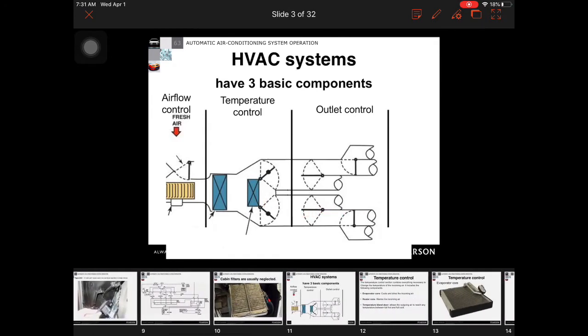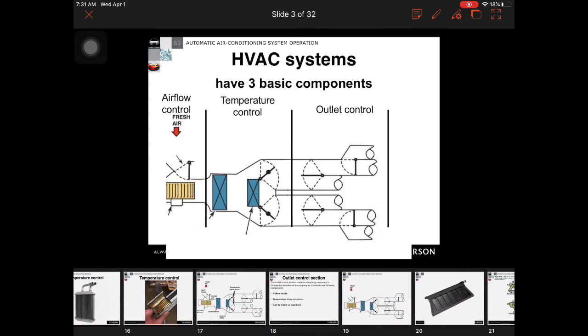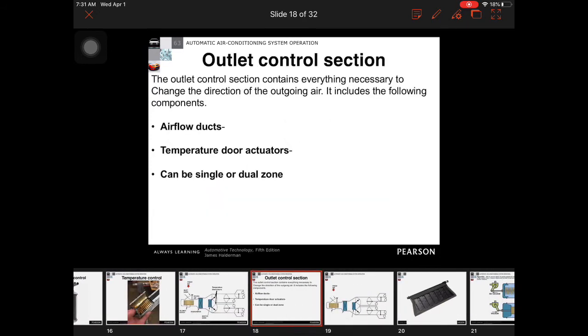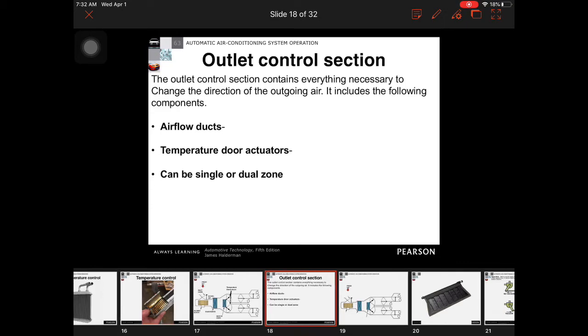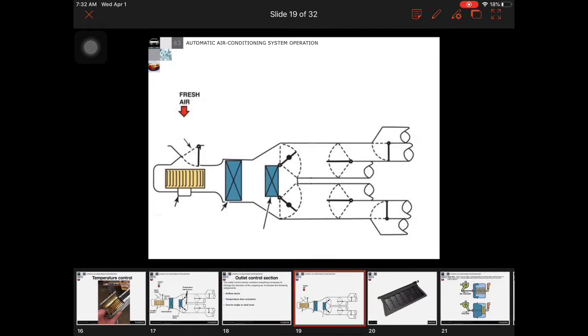Okay, so let's get over here. The outlet control section contains everything necessary to change the direction of the outgoing air. It's going to include the following components: the airflow ducts, the temperature door actuators, and then it can be single or dual zone. I know that's not really a component, but I want to get that part out of here now. So the airflow ducts are pretty simple. It's just hoses or plastic or whatever that's going to get our air where we're trying to get it. And then the temperature door actuators are going to be directing the air where we want it to go.